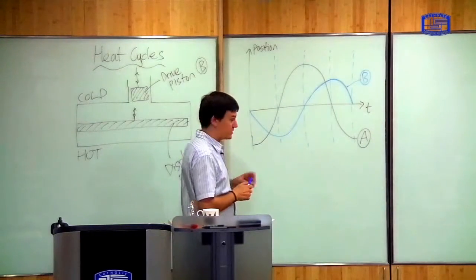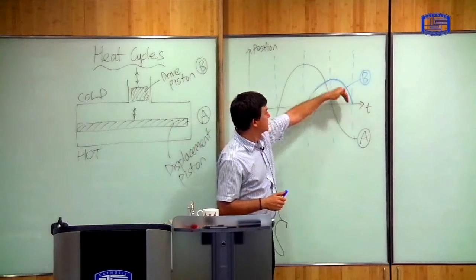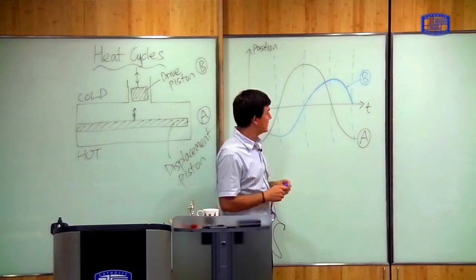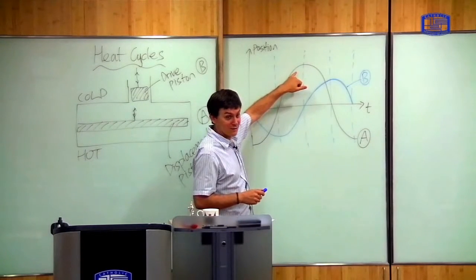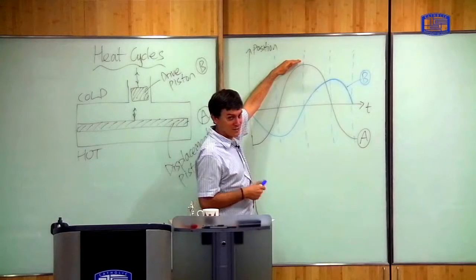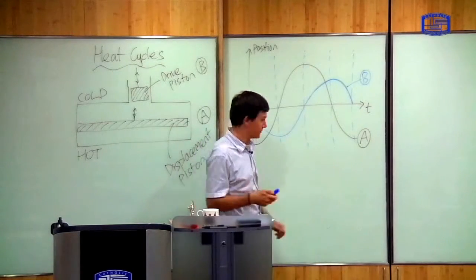So the change in volume of the system is exactly proportional to this position of the drive piston B, and the change in temperature of the system is determined by the position of A. When A is at the top, the system is hotter, and when A is at the bottom, the system is colder. Okay, right.